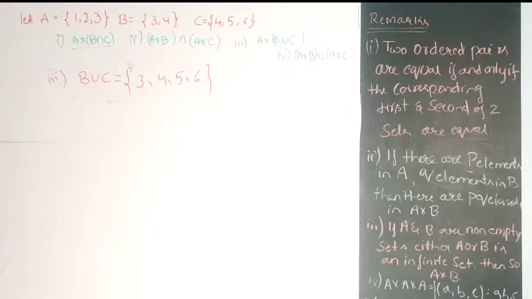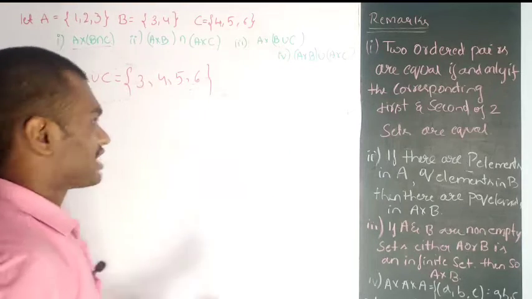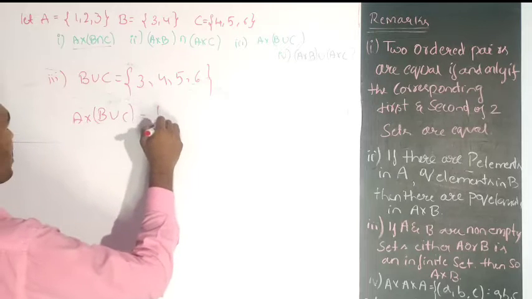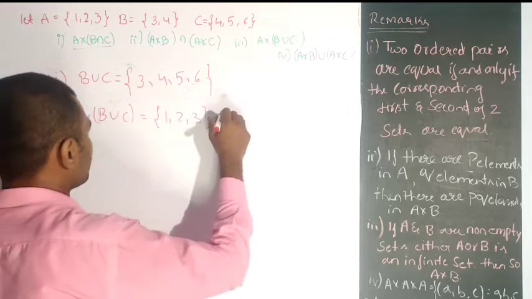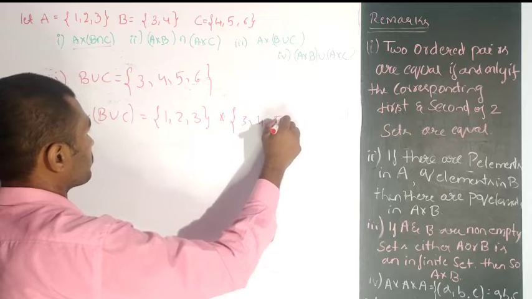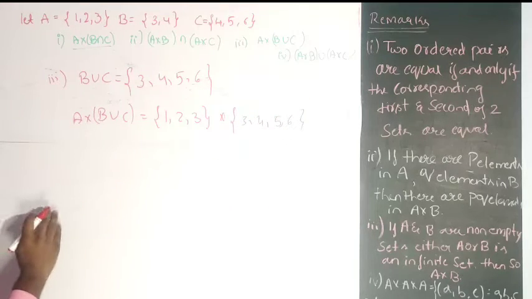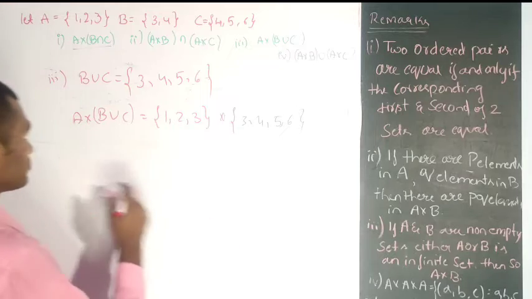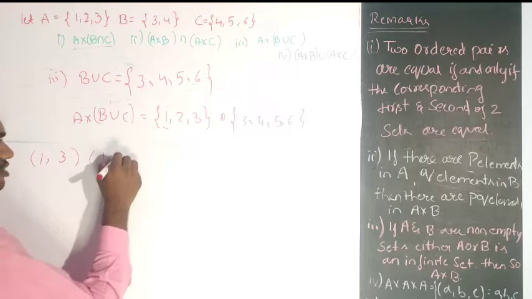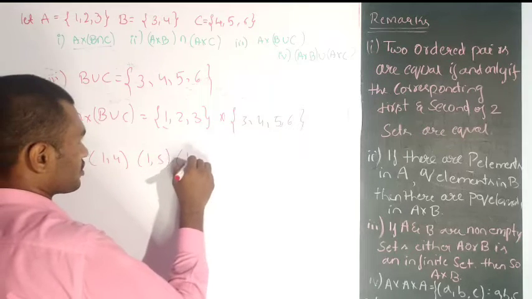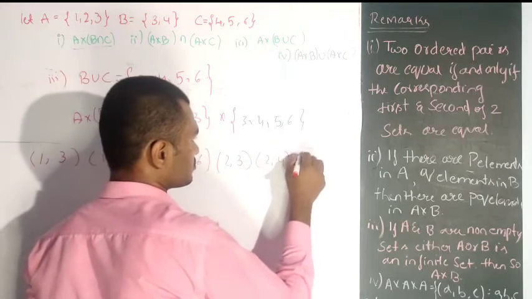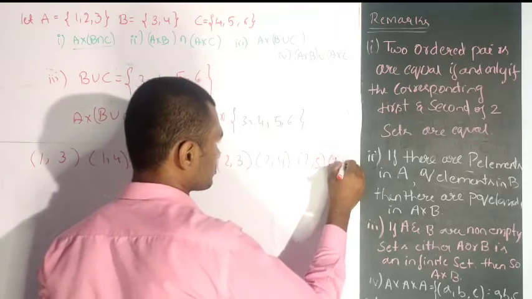Right. So next we need to cross it with A. So A cross B union C. What are the elements of A? 1, 2, 3. And B union C is 3, 4, 5, 6. So now cross them. How to do that? First take the element 1: 1, 3, 1, 4, 1, 5, and at last 1, 6. Now take 2. So 2, 3, 2, 4, 2, 5, 2, 6.